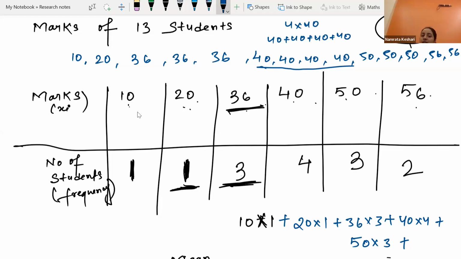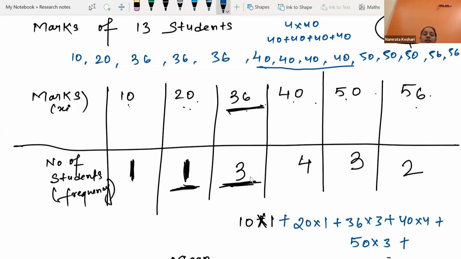इसलिए जब भी हमारा डेटा ऐसे फ्रीक्वेंसी के साथ दिया हुआ रहता है, हम डायरेक्टली मल्टीप्लाई करना शुरू करते हैं. जो हमारा डेटा है 10 1 से मल्टीप्लाई करेंगे, या फिर डायरेक्टली 10 भी लिखेंगे, कोई फर्क नहीं पड़ता है. 20 into 1 और डायरेक्टली 20 भी लिखेंगे, कोई फर्क नहीं पड़ता. बट 36 into 3 हम लिखेंगे.